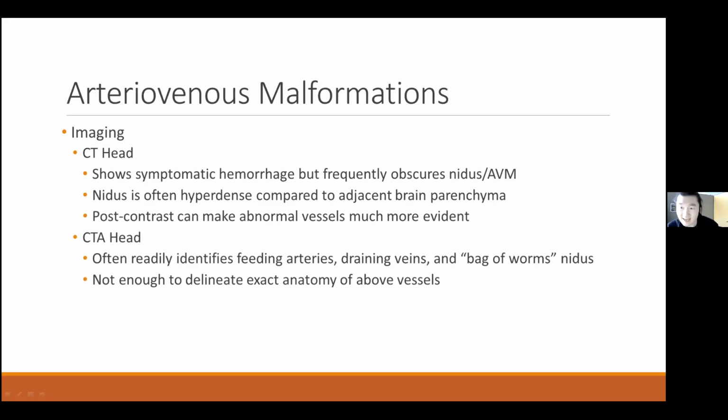On a CTA head, for example, on an arterial study, you can often readily identify the main and larger feeding arteries, as well as some of the draining vessels, and that bag of worms appearance of the AVM nidus. But while the CTA identifies those big vessels, it is not going to have the spatial resolution to delineate the full extent of the AVM architecture, which is really important eventually when we talk about management.